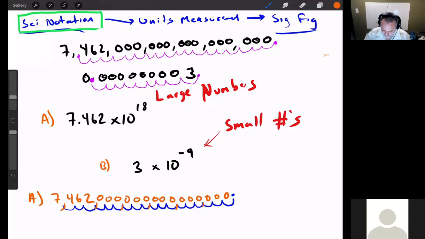Okay. Now let's do B. With B, I start off with 3. I'm going to put it right here. And then I move it 9 spaces.